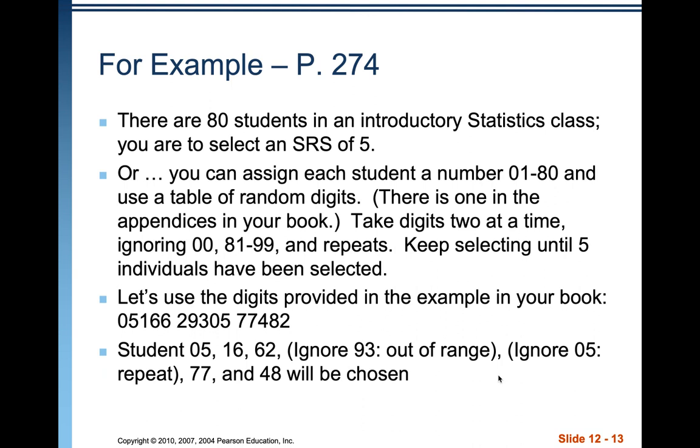So let's use the digits provided in the example in your book. 0, 0, 5, 1, and so on. So student 05, 16, 62. Ignore 93, that's out of the range. Ignore 05, that's a repeat. 77 and 48 will be chosen.